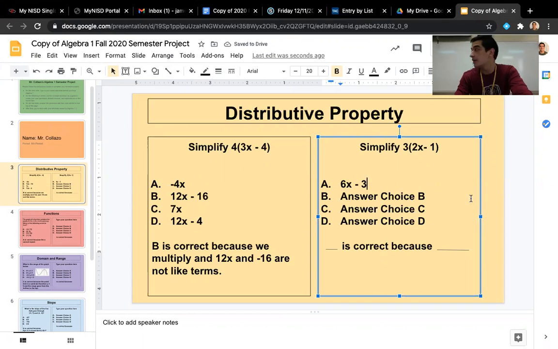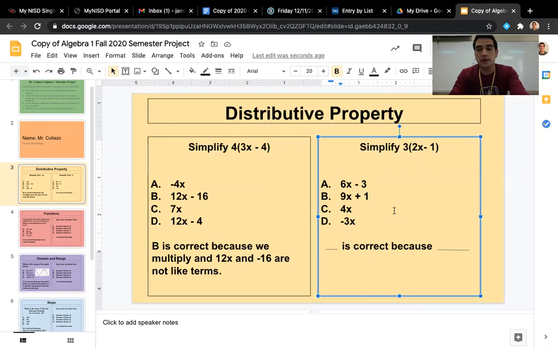That's the correct answer. Now we just need to come up with 3 dummy answers, right? 3 wrong answers. And they can be anything, as long as they look similar to that, right? So we can say 9x plus 1. We can say 4x. We can say negative 3x, right? 4 answer choices that look like they could be the answer, right? So that's part 2 of what you need to do.